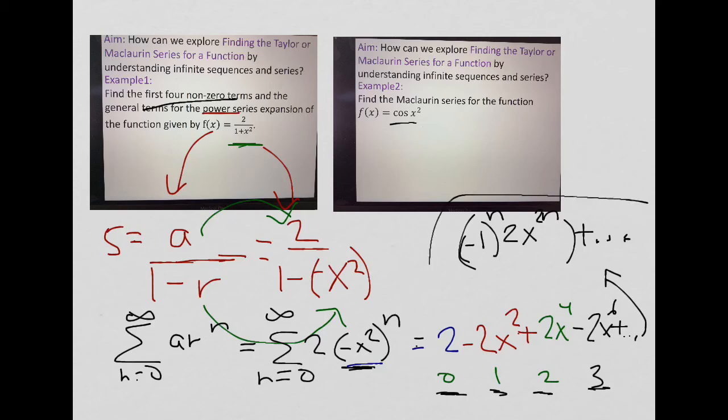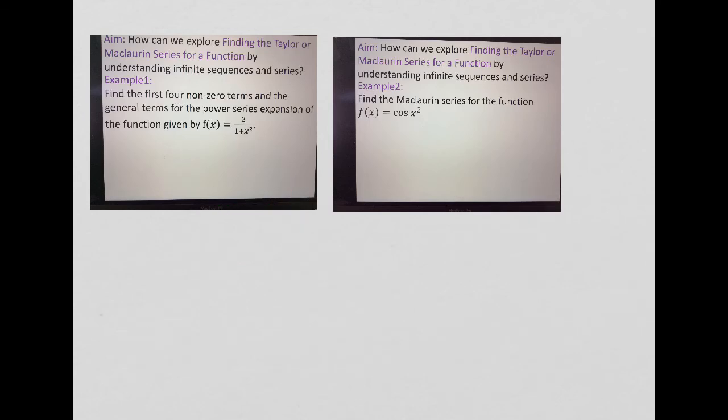So this is everything that you want for an answer in example 1. Okay, and we did it by understanding our geometric series. We made it into a power series, and we're able to write our answer. So let's take a look at number 2. Okay, so I'm going to read it again in case you didn't get this one down. Find the Maclaurin series for the function f of x equals the cosine of x squared.